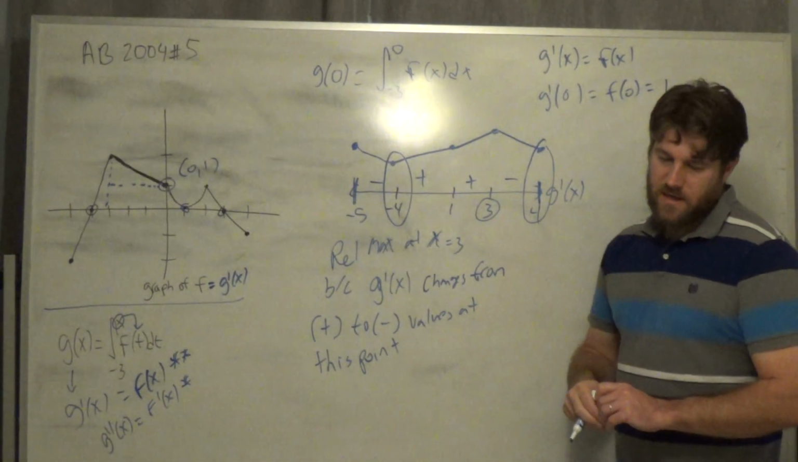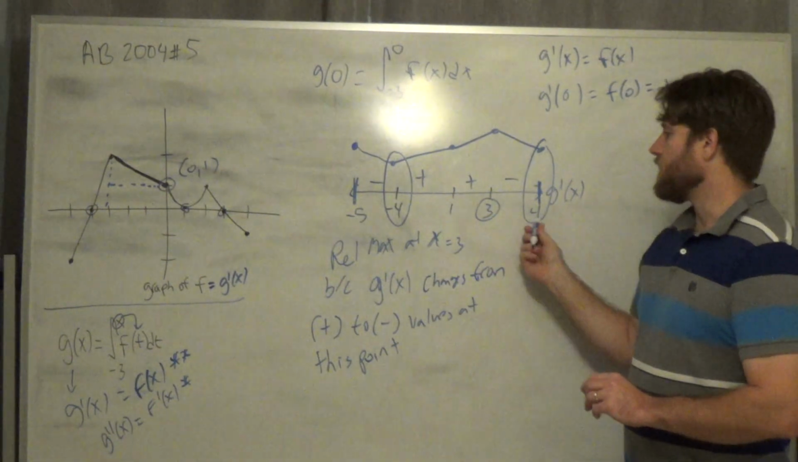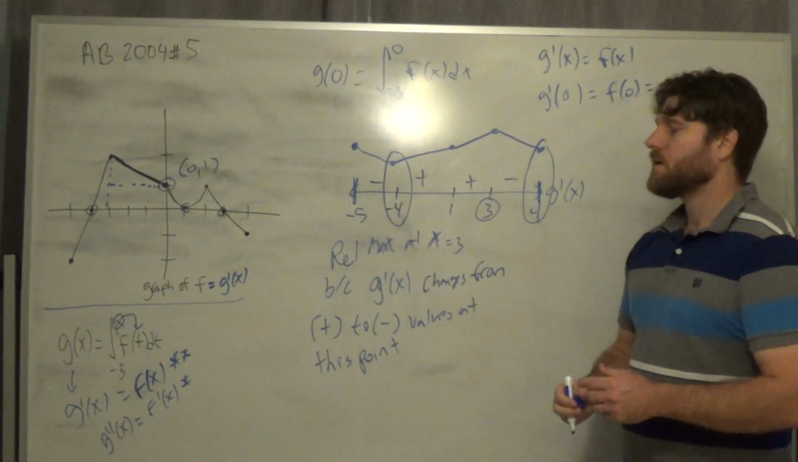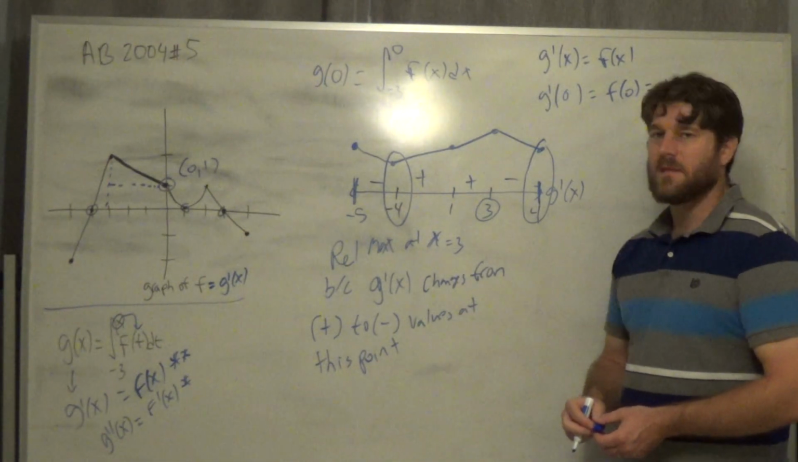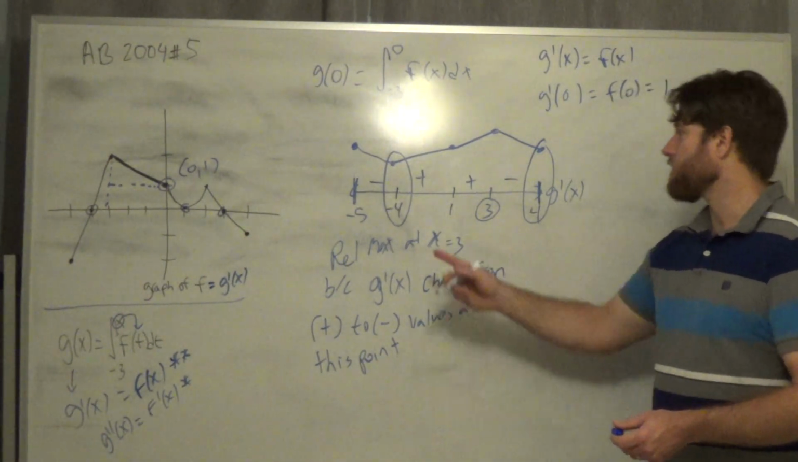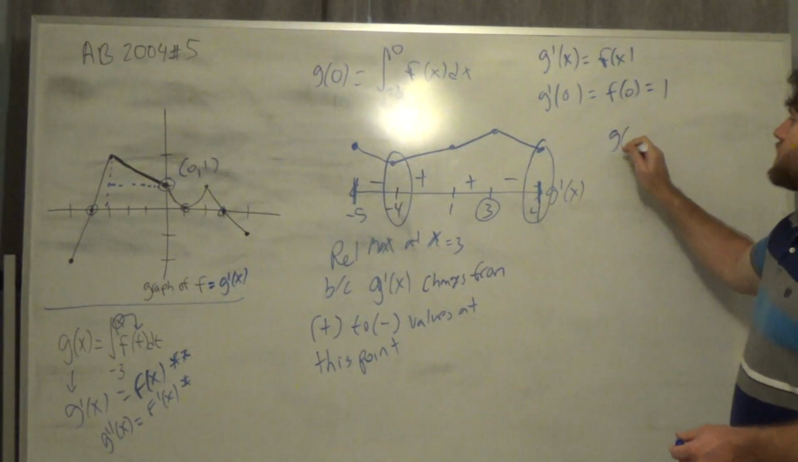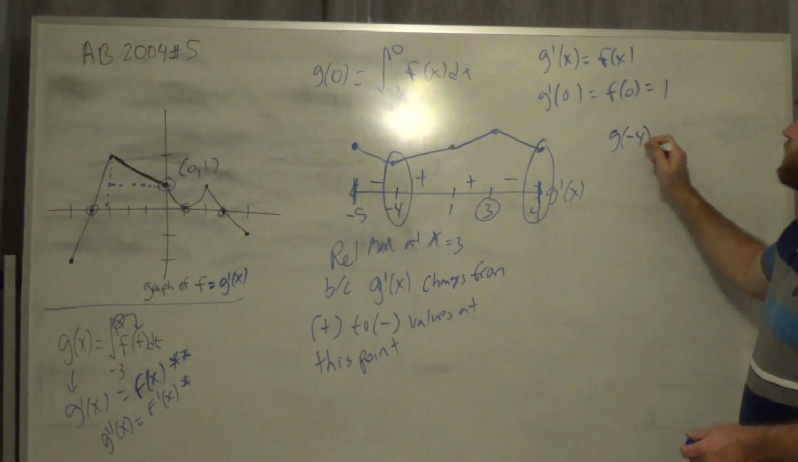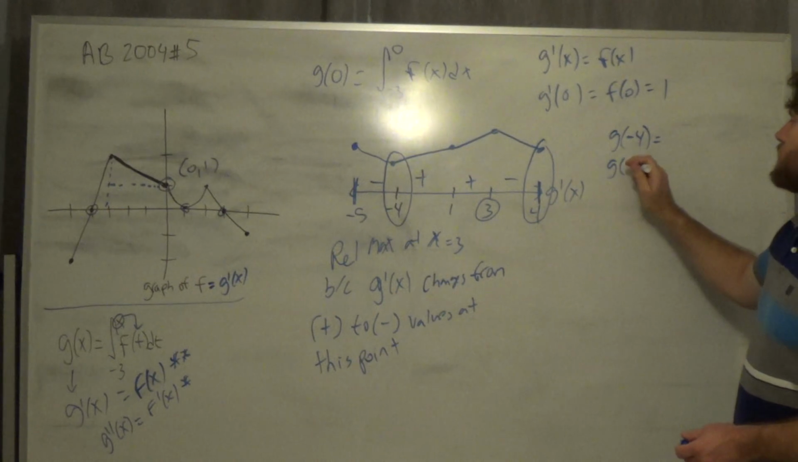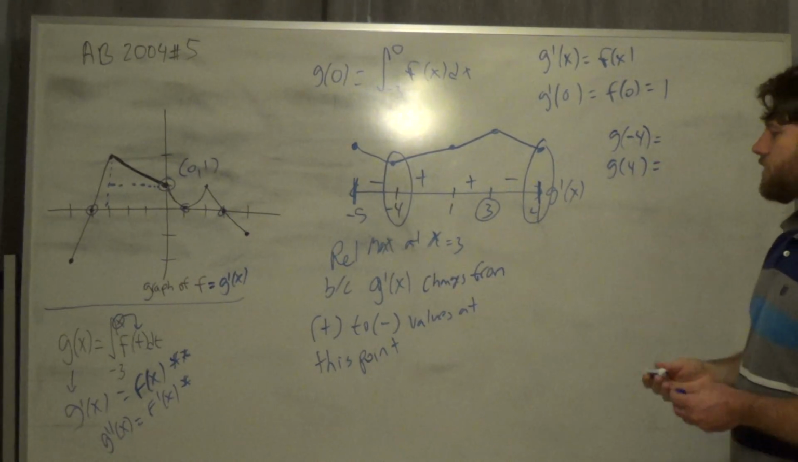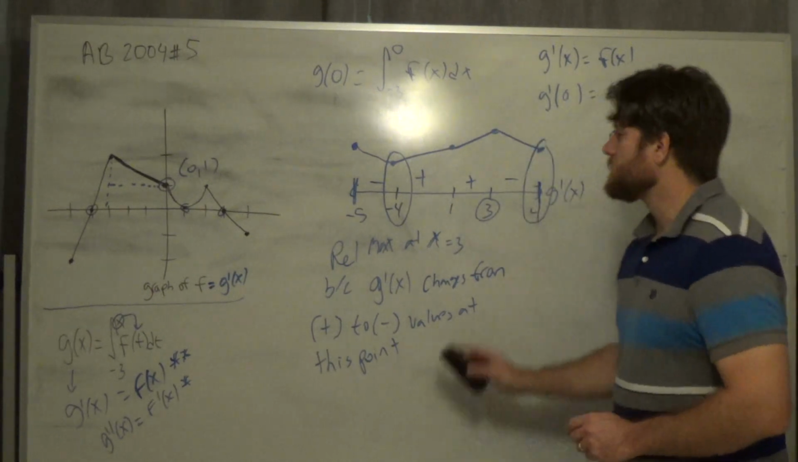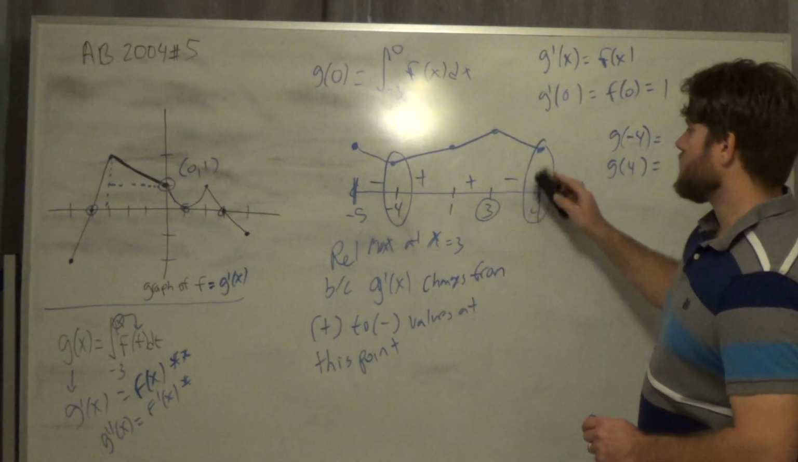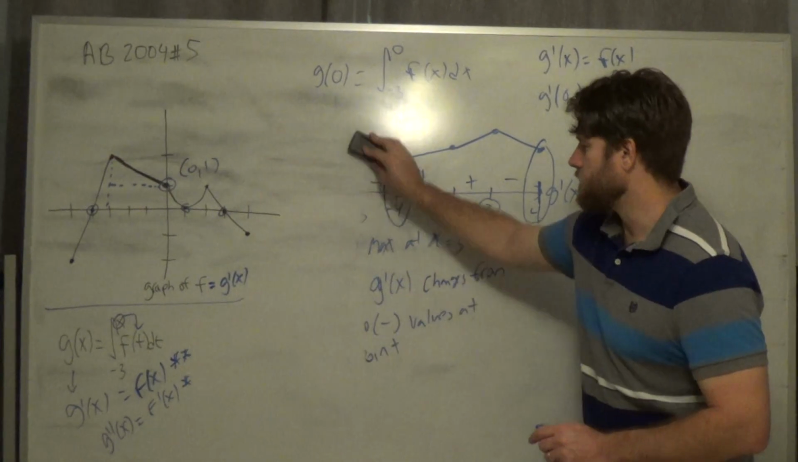So the idea is that if I can find those two values, I can go ahead and find out which one's the absolute minimum. So off to the side, I'm going to write down what I'm looking for. I'm looking for g of -4, and I'm looking for g of 4. Okay. So I'm going to go ahead and erase this. Thank you. You were very helpful. All right.